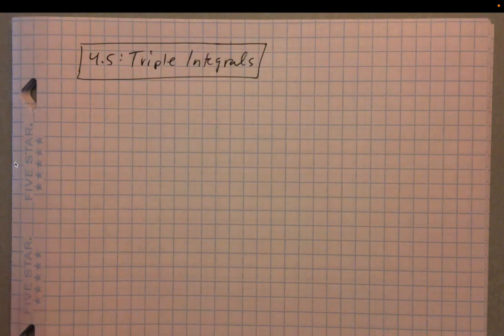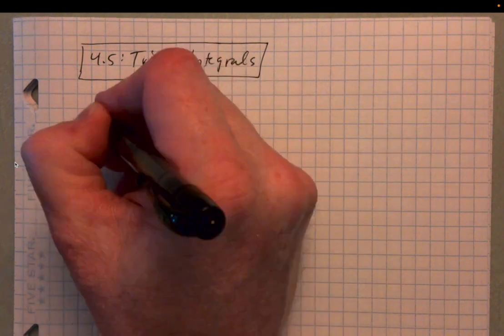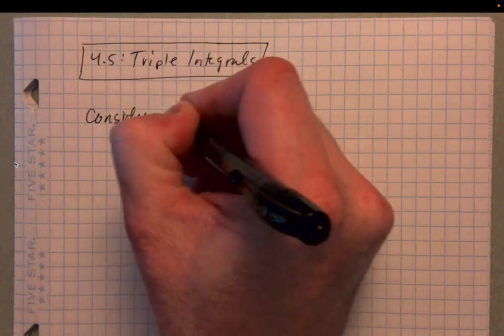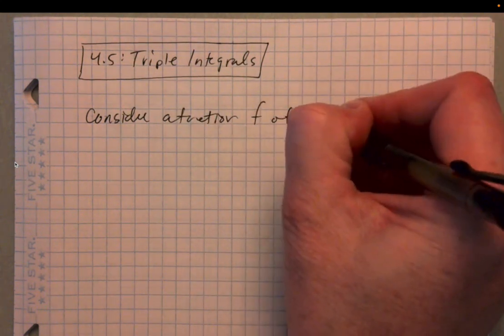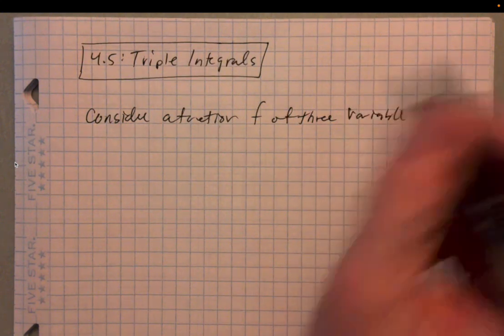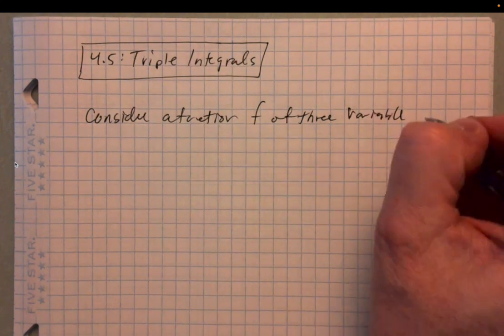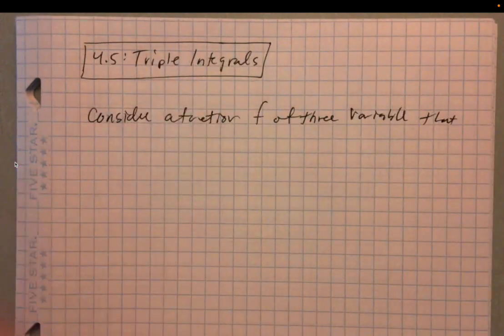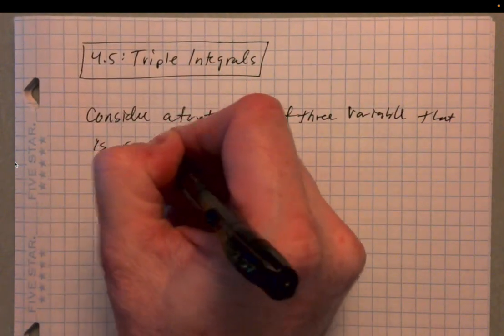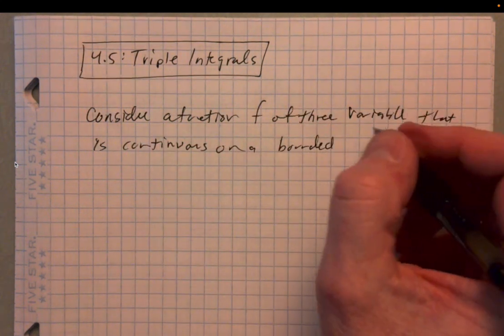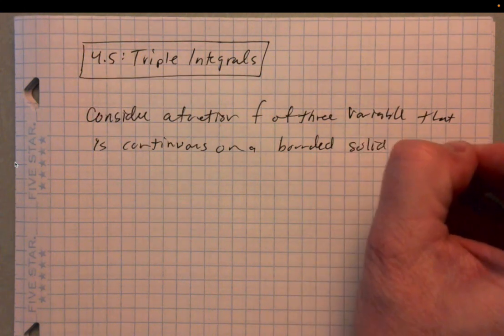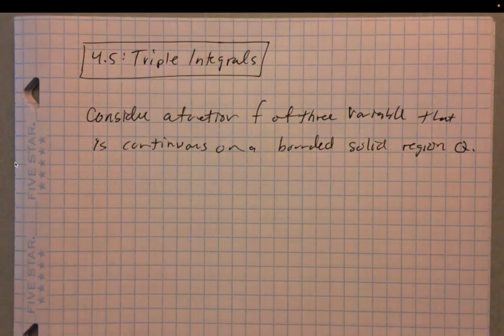To set this up, we need to consider a function f of three variables, obviously x, y, z. And f needs to be continuous on a bounded solid region Q. We'll just name the region Q. Nothing is meant by the usage of the variable Q there, except that it's arbitrarily chosen.